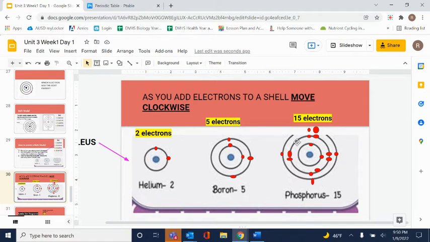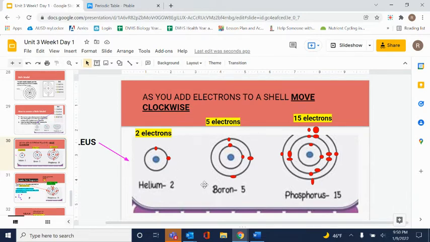There's 15 total. 1, 2, 3, 4, 5, 6, 7, 8, 9, 10, 11, 12, 13, 14, 15. There's 15 electrons on this Bohr model to represent phosphorus. Anytime I see a Bohr model with 15 electrons drawn like this, I know it represents phosphorus. Okay, if you're having trouble with this, practice these over and over again, but we're going to have lots of practice on the homework as well.